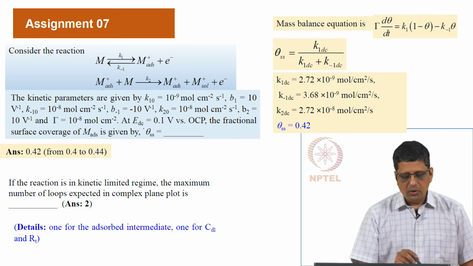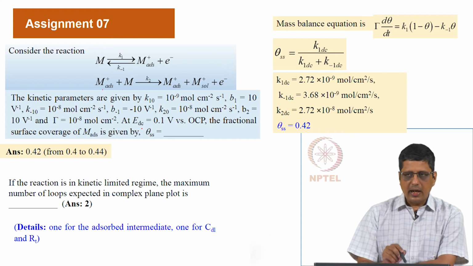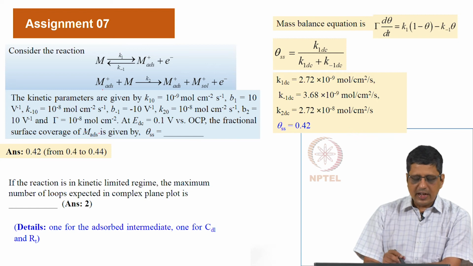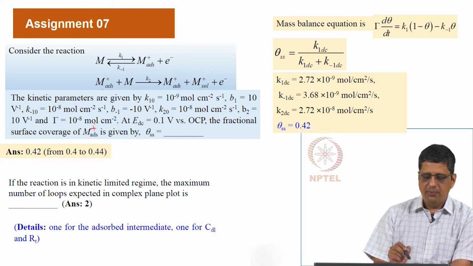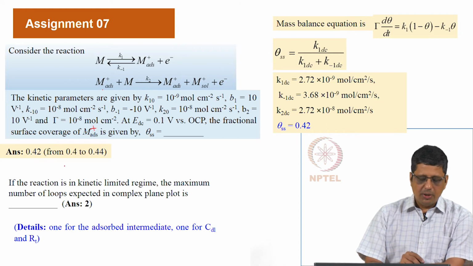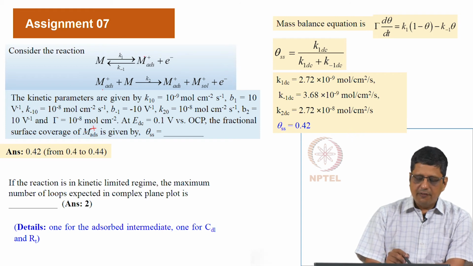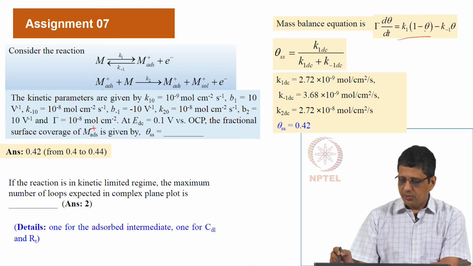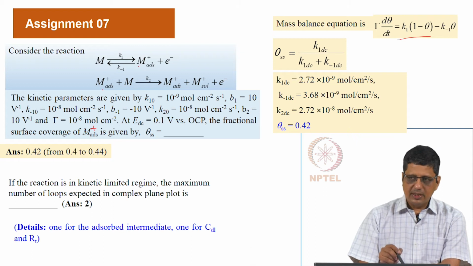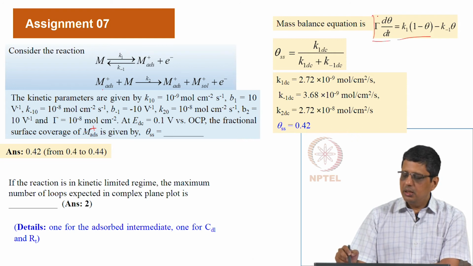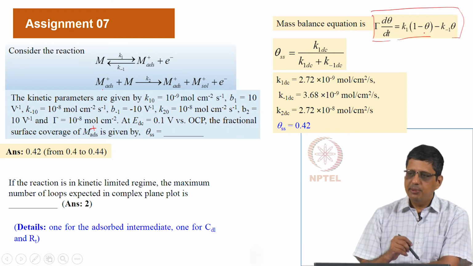Now, you are given kinetic parameter values and at a given DC potential of 0.1 volt versus equilibrium, what is the fractional surface coverage of metal plus adsorbed? We expect the value to be close to 0.42. What we do is first write the mass balance equation. The first forward step forms the species metal plus adsorbed, the reverse step consumes it, the second step does not consume or produce, it is a catalytic step. So, it does not contribute to the mass balance equation.